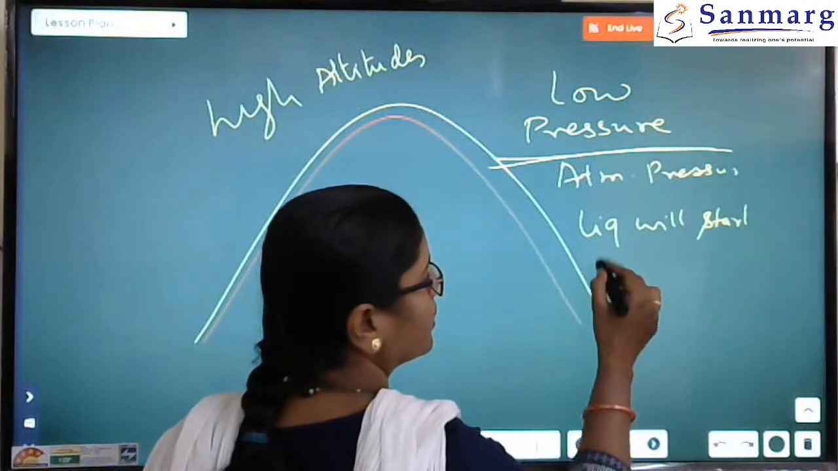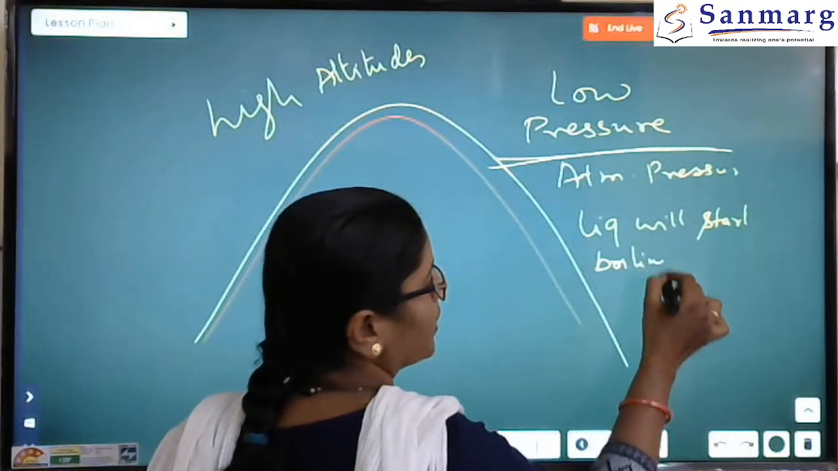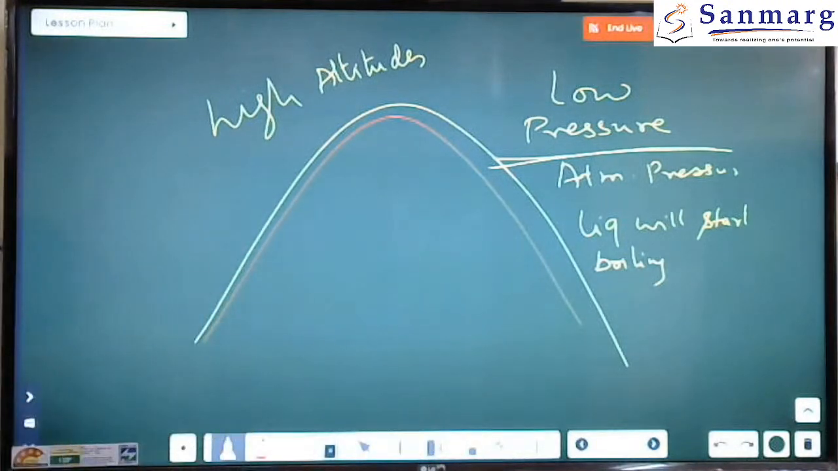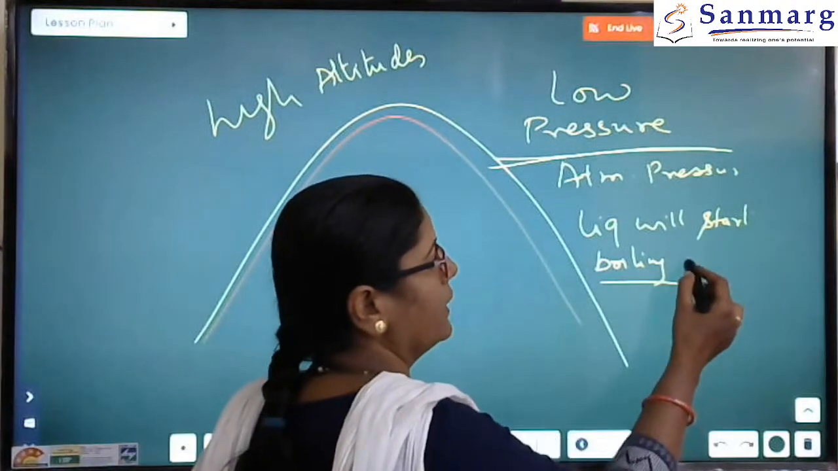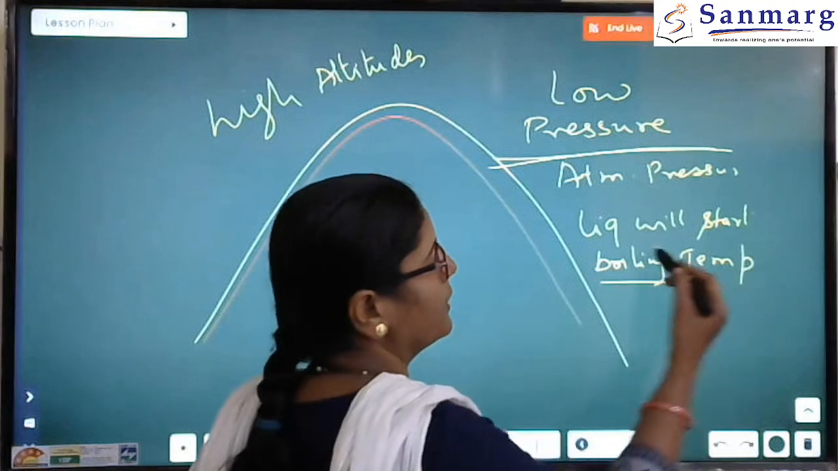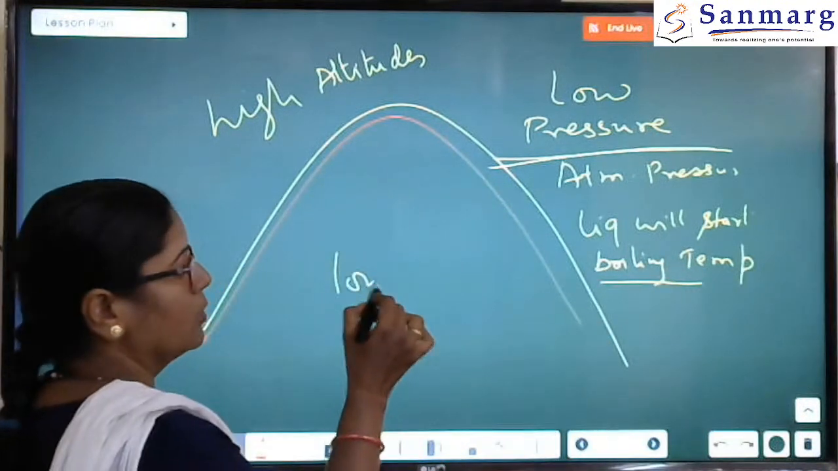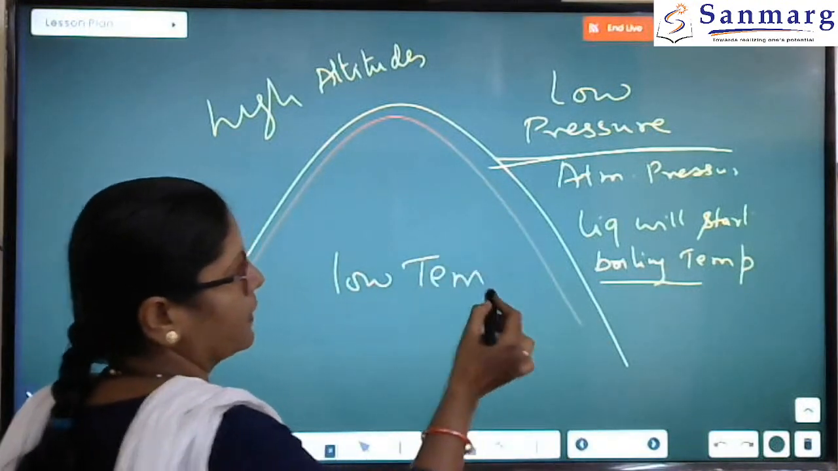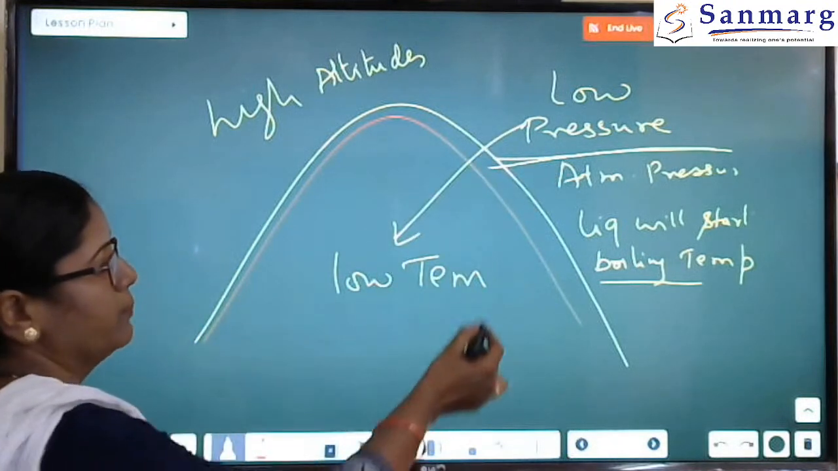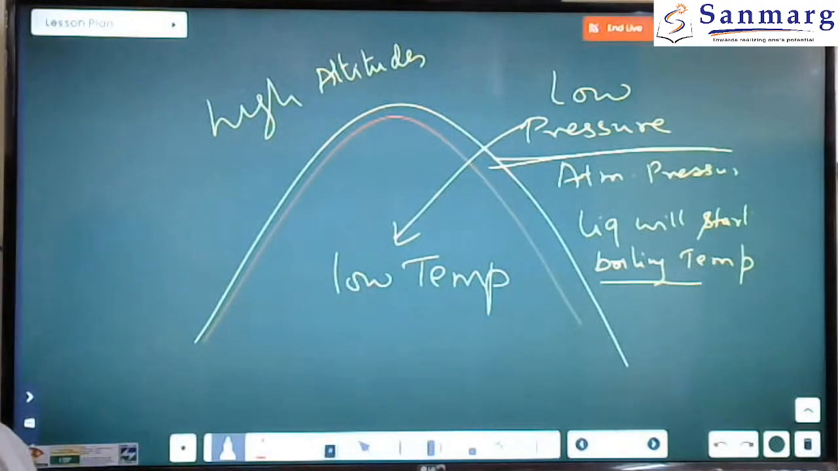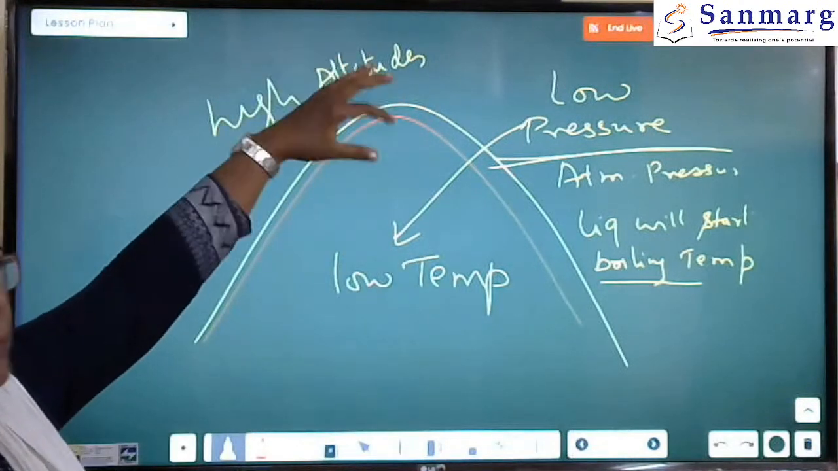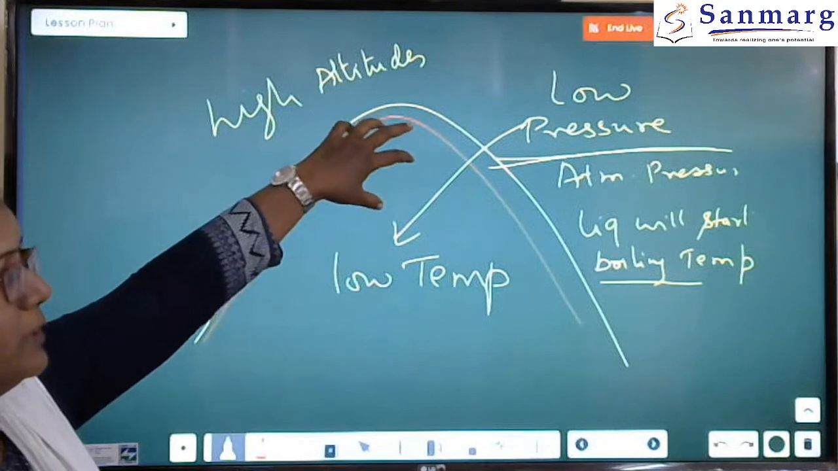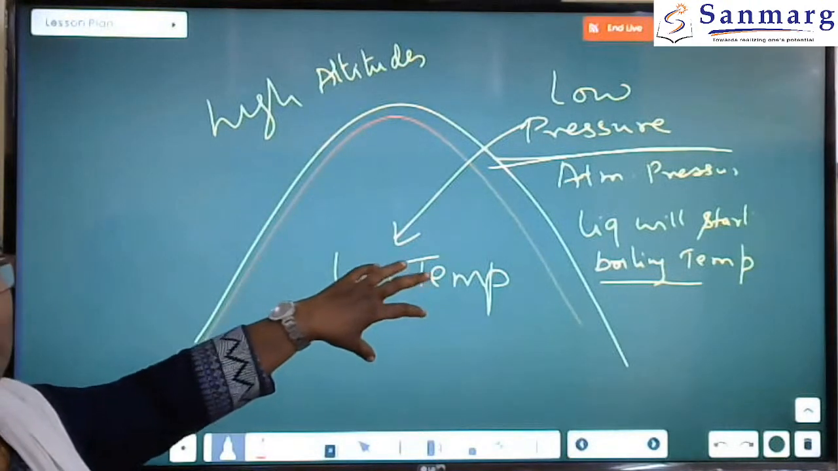start boiling faster, below its boiling point. The normal boiling point is where it boils normally, but here it boils at a lower point, at lower time. It boils at low temperature. When pressure is low, the liquid starts to boil at lower temperature. So at higher altitudes, on mountains, pressure is low, so when pressure is low the boiling temperature also will be less.